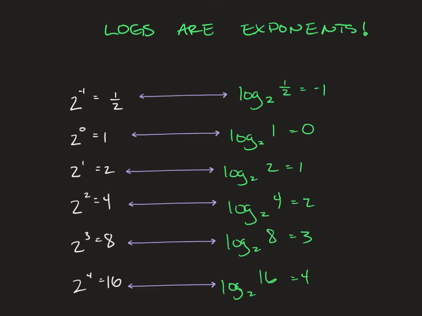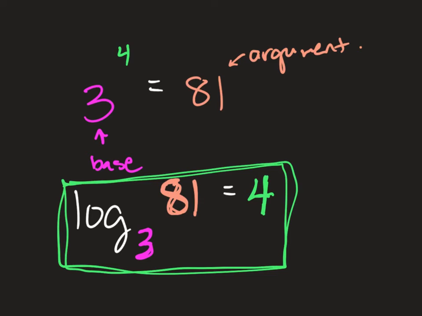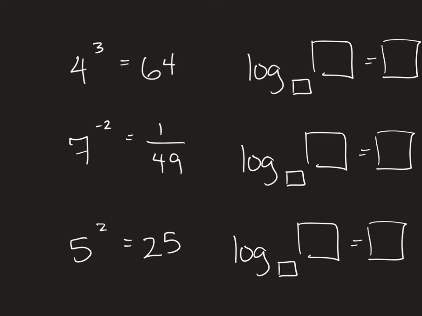So let's do a couple examples. Here's just another example where we have 3 to the 4th power is the same as 81. That is log base 3 of 81 is equal to 4. We're going to turn these exponential equations into logs.